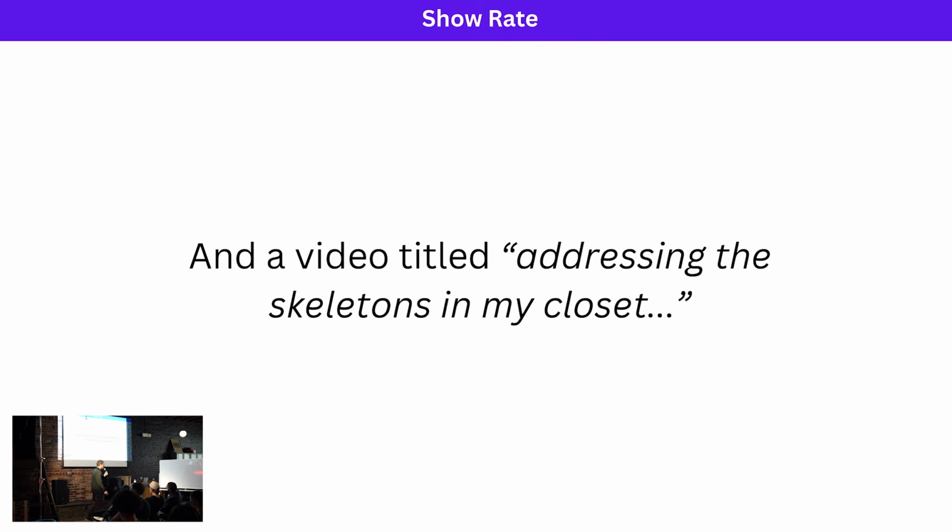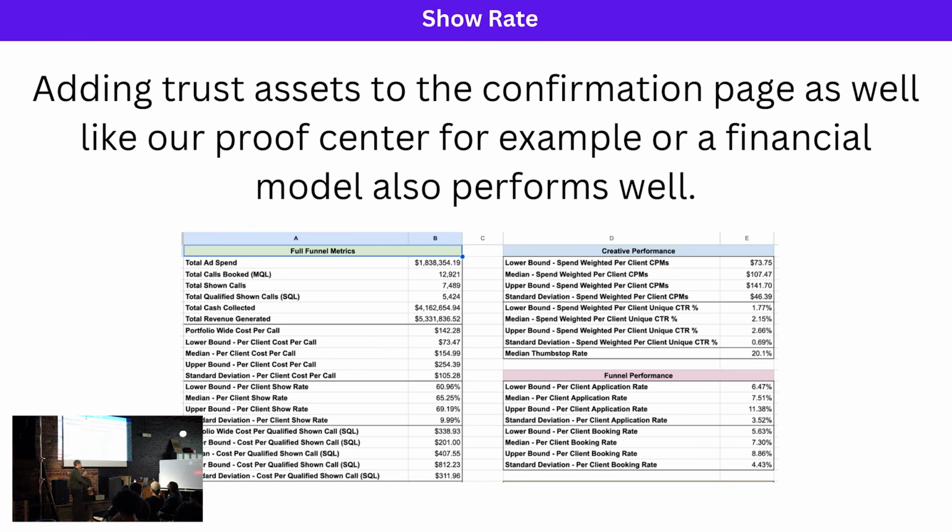That worked really well. Another one, Cam comes up with these, is addressing the skeletons in the closet. So just searching yourself on Google and scrolling through things, being like, all right, you're gonna see this thread here, let me explain this, this guy was refunded, etc. That does really well. Also adding trust stats, like our proof center here or financial models, goes well.